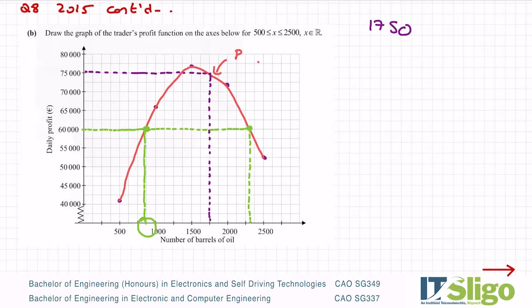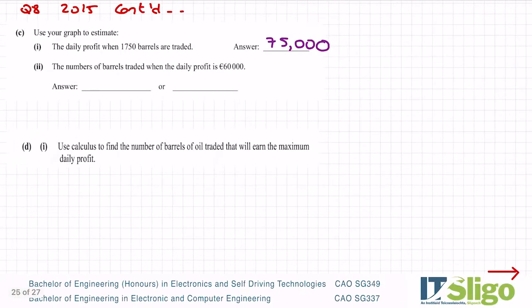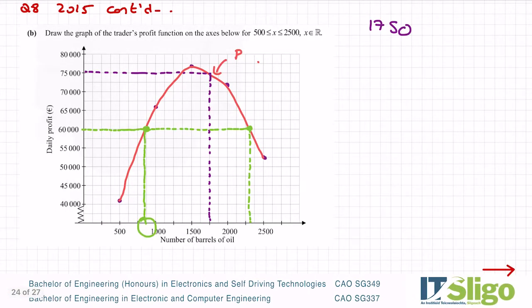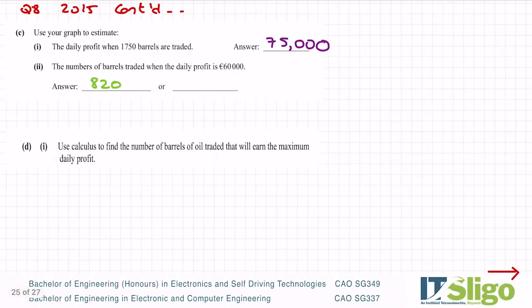Okay, so I reckon about 820 for that first one, and that second one 2250, 2300. So either of those amounts of barrels will give me a daily profit of 600.